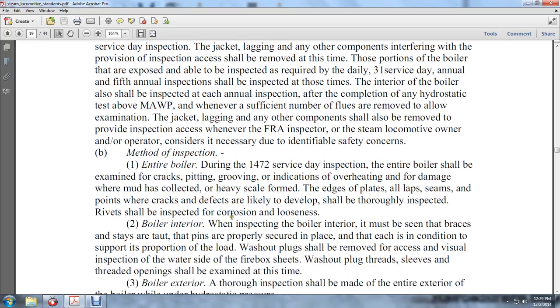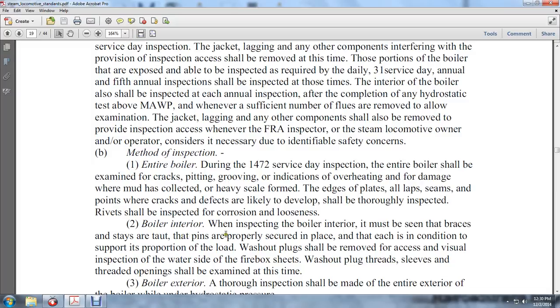Method of inspection. During the 1472 service day inspection, the entire boiler shall be examined for cracks, pitting, grooving, indications of overheating or damage, and whether mud has collected or heavy scale has formed. The edges of the plates of all parts, and all laps and seams where cracks or defects are likely to develop, shall be thoroughly inspected. Rivets shall be inspected for corrosion and looseness. Boiler interior: the inspection of the boiler interior must verify that the braces and stays are tight and taut.